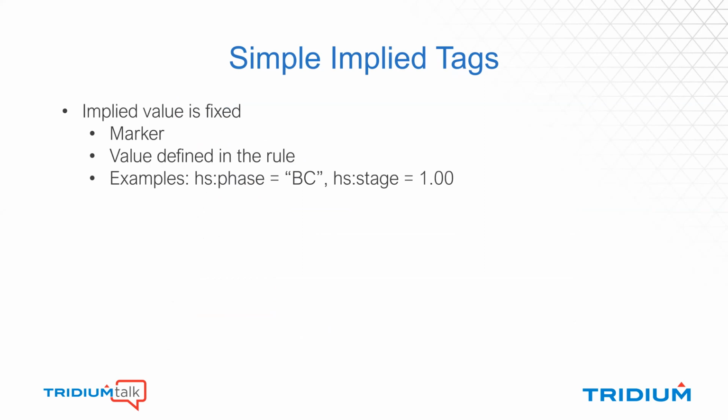There are two flavors of implied tags. There are simple implied tags where the implied value is fixed. So marker tags in the tag list, simple marker tags, or the value tag where the value is specified. Some examples, hs:phase, if it's in the rule, if it's set to BC, when that tag is implied, it will always have the string value BC. hs:stage equal to 1 will always have the value of 1.